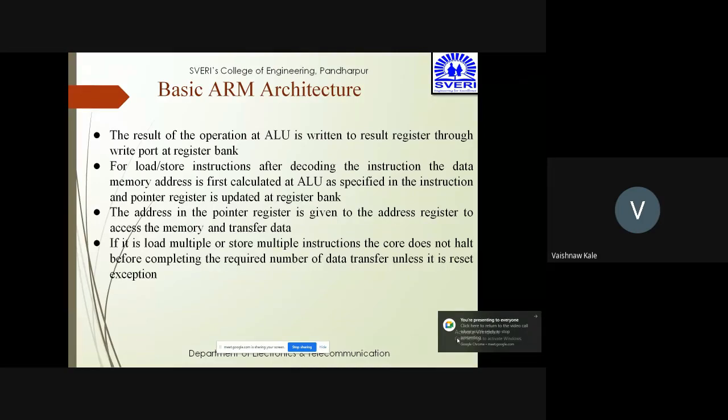If it is a load multiple or store multiple instruction, the core does not halt before completing the required number of data transfers unless there is a reset exception. जब तक reset exception देता नहीं तब तक वो halt नहीं करता है.